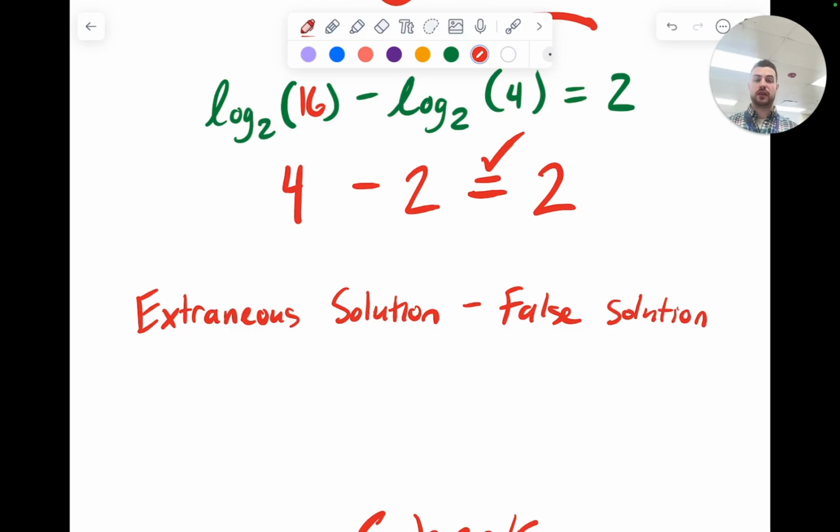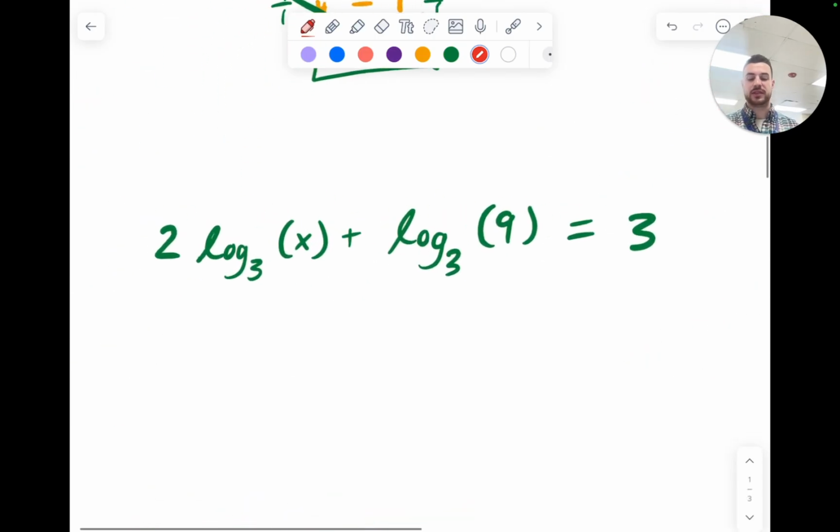It is one we get from solving our equation that actually isn't a solution, just given how we ended up solving seemed to be one. All right, so let's just keep rolling. We've got a problem like this here.